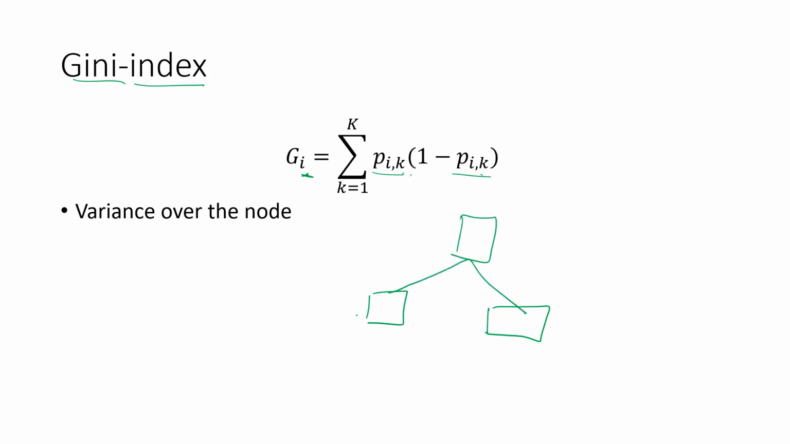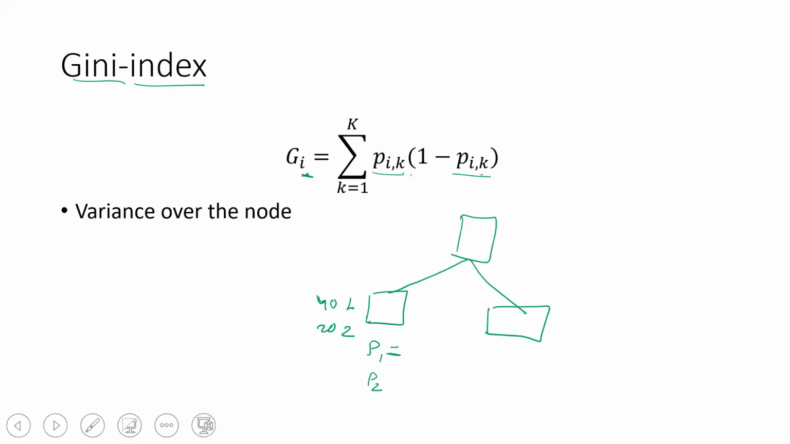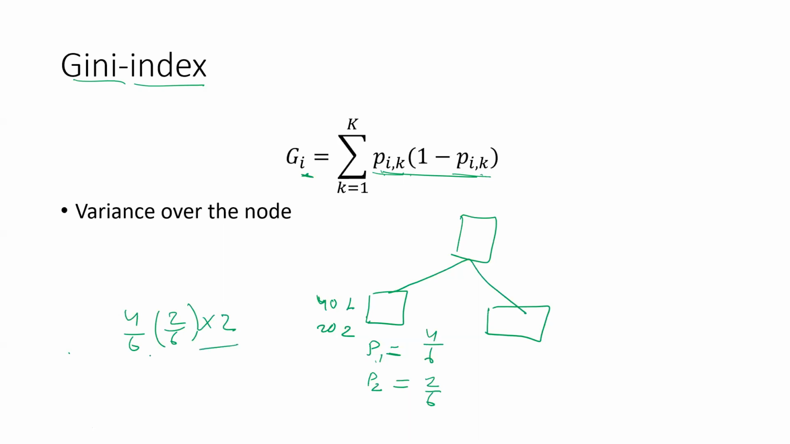Here, if we take the same example, 40 from class 1 and 20 from class 2, what will be the p_ik? I'm saying only P1 and P2: P1 for class 1 and P2 for class 2. So P1 is going to be 4 by 6, and P2 is going to be 2 by 6. What is the Gini index here? It is the sum of this quantity. So it is 4 by 6 into (1 minus 4 by 6), which is 2 by 6, and similarly summed over all such classes, P1 and P2. So it is going to be twice of that. This is the Gini index for this node.